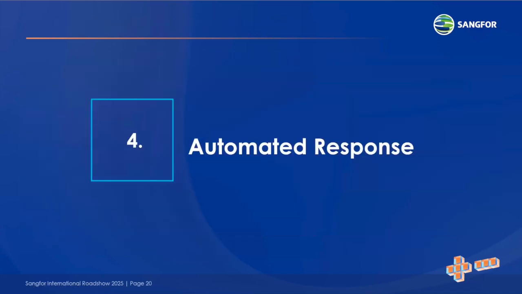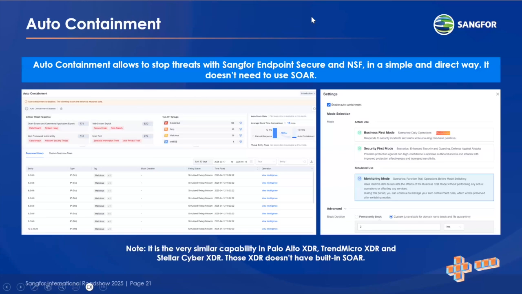Okay, and the fourth part is about response. We have three ways to do the response. The first way is that if you are using Sangfor EDR and Sangfor firewall, because they are fine-tuned with our XDR, we can do the auto containment, which means we find that there's a threat. We will tell the firewall to block the IP, block the domain name, and we will tell the EDR to kill the process, to quarantine the malicious file, and just scan the directory. So that is auto containment we can do.